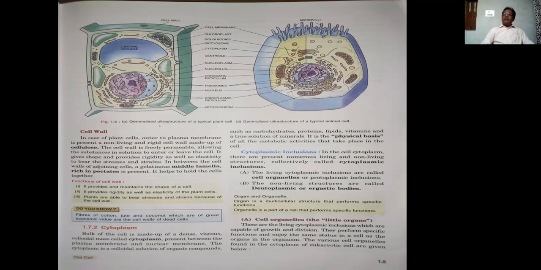Most of the cell organelles are surrounded by the cell membrane. Certain cell organelles, like the chloroplast, are found in the plant cell but not in the animal cell, while mitochondria are found in both types of cells.